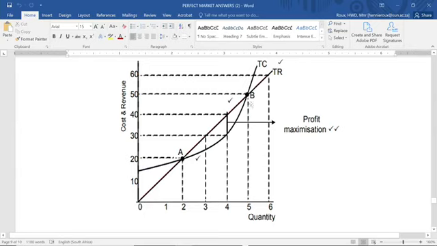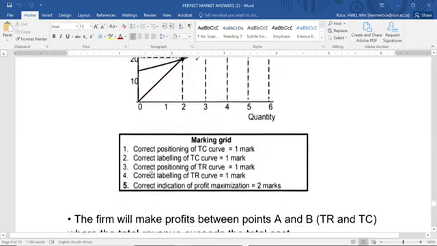And obviously, any points between A and B, this whole section here represents your profit area. But we want to know where the maximum profit, or the most profit, is being made. And obviously, it is at that point where the bow is at its widest. So it will be at 4 units and at 40 Rand per unit. Last question.